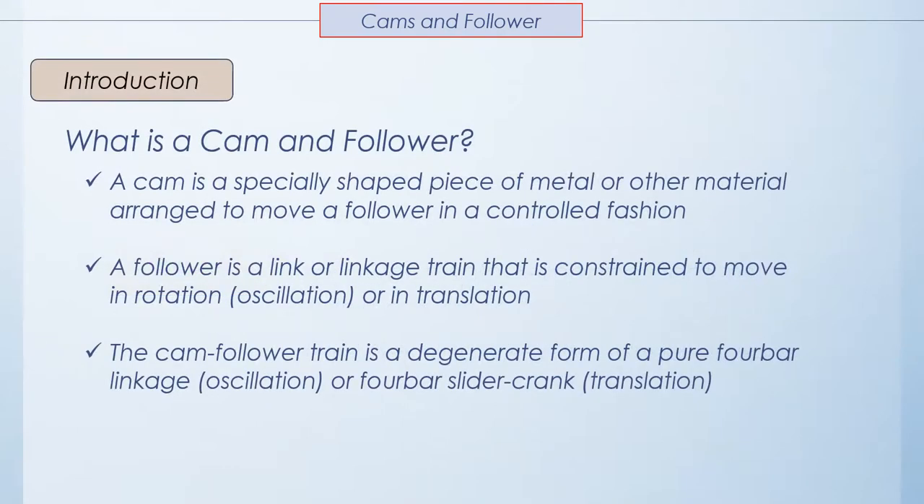So let's start with the introduction to cams and followers. What is a cam and what is a follower? Basically, a cam is a specially shaped piece of metal or other material arranged to move a follower in a controlled fashion. Whereas a follower is a link or linkage train that is constrained to move in rotation, oscillation, or translation.